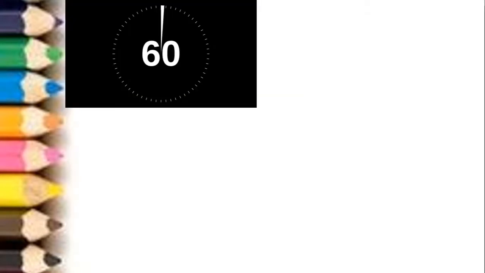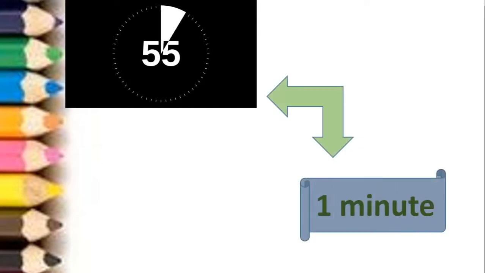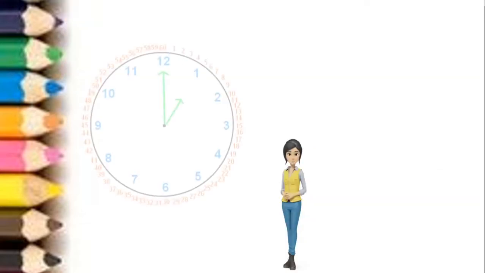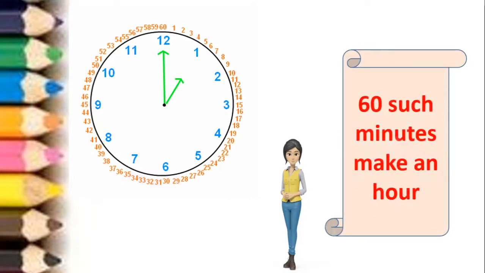Alright, let us see once again another interesting picture here. So these are the minutes, 60 seconds, which goes on to make 1 minute. Alright, and then you will see that 60 such minutes, it makes an hour. Okay, so on this clock, can you see 1, 2, 3, 4, 5, 6, 7, right up to 60. So 60 minutes make 1 hour.